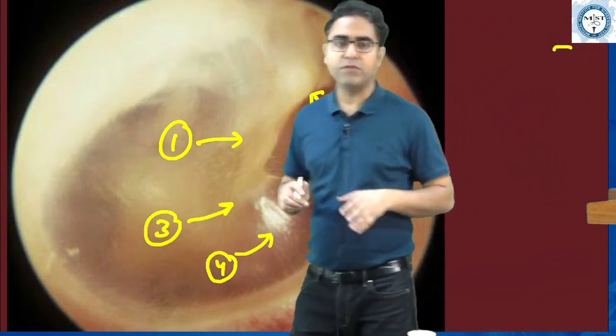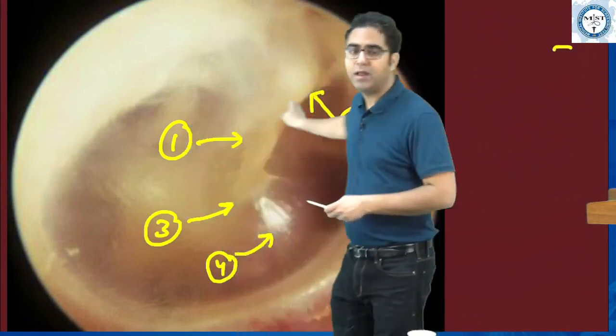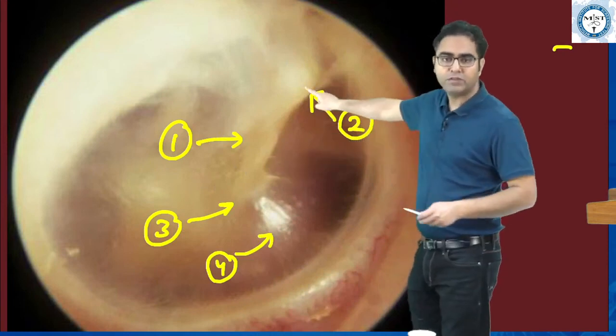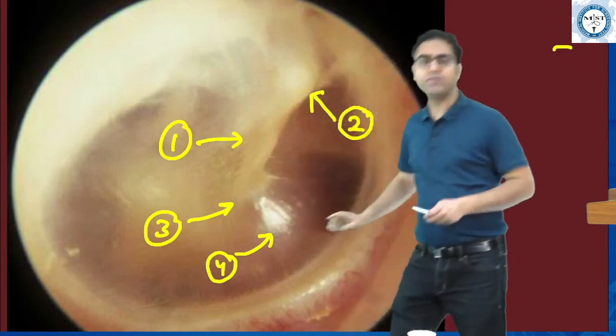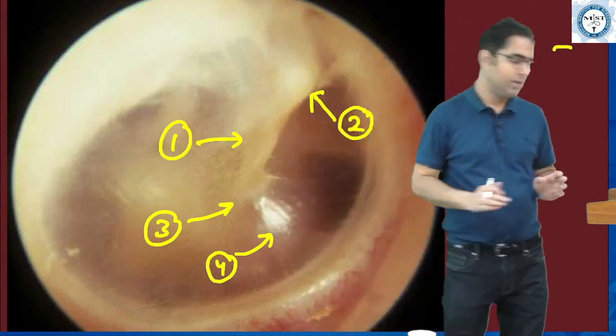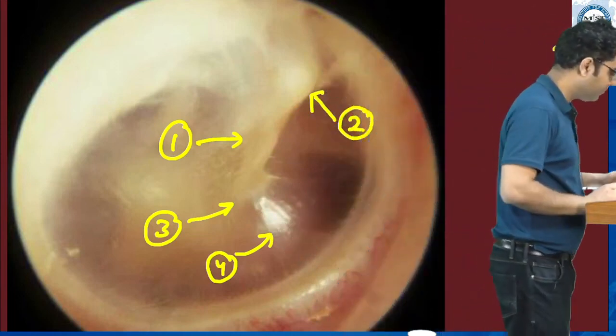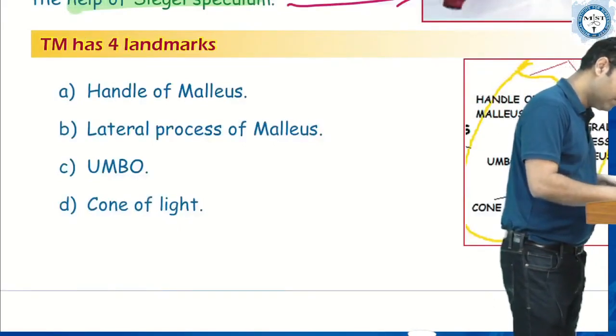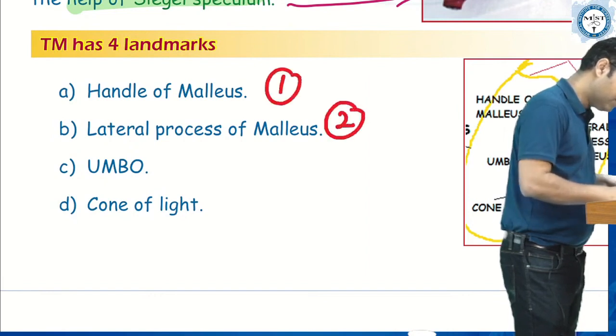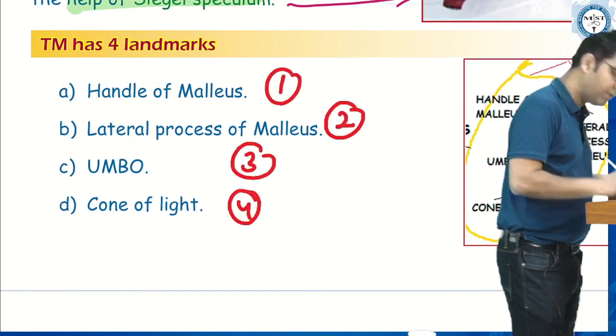Everybody, are you clear about the 4 landmarks of the tympanic membrane? Number 1, handle of malleus. Number 2, which process? Lateral process of malleus. Number 3, umbo. And number 4, cone of light. Am I clear? Fine. Now everybody go back to the notes, see. Handle of malleus, number 1. Number 2, lateral process of malleus. Number 3, umbo. And number 4, cone of light.